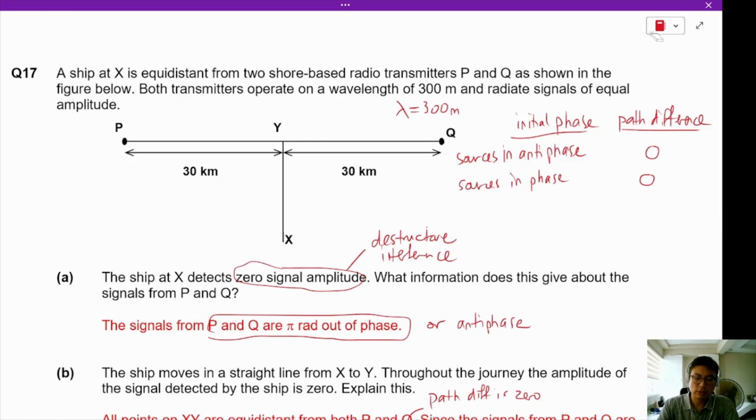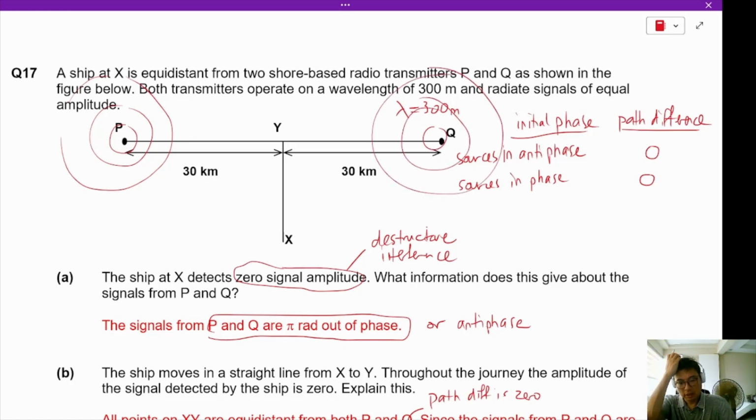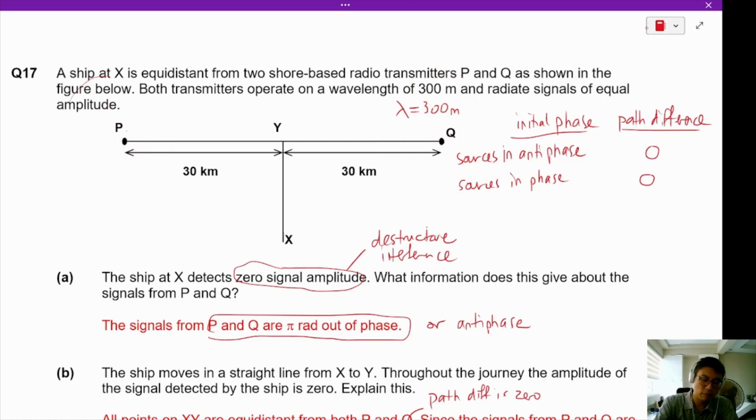We have two sources, P and Q, broadcasting waves in every direction with a wavelength of 300 meters. You'll notice that along this line, the waves from P are traveling in this direction and the waves from Q are traveling in this direction. That means to say, if the waves travel in opposite directions with the same frequency and wavelength and they are coherent waves, they will superpose with each other to form a standing wave or stationary wave. So this is a stationary wave question.